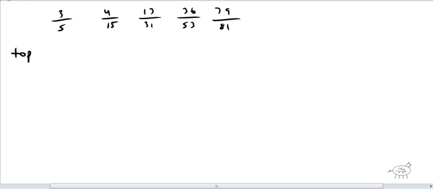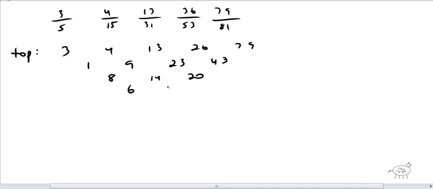So let's look at the top here. If I do 3, 4, 13, 36, and 79, and let's look at the differences. This is what we did yesterday. The differences are 1, 9, 23, and 43. Below that is 8, 14, and 20. And then this is 6 and 6. So it's 1, 2, 3. This is going to be n cubed. We'll get to our calculator in a little bit, but it is a cubic.